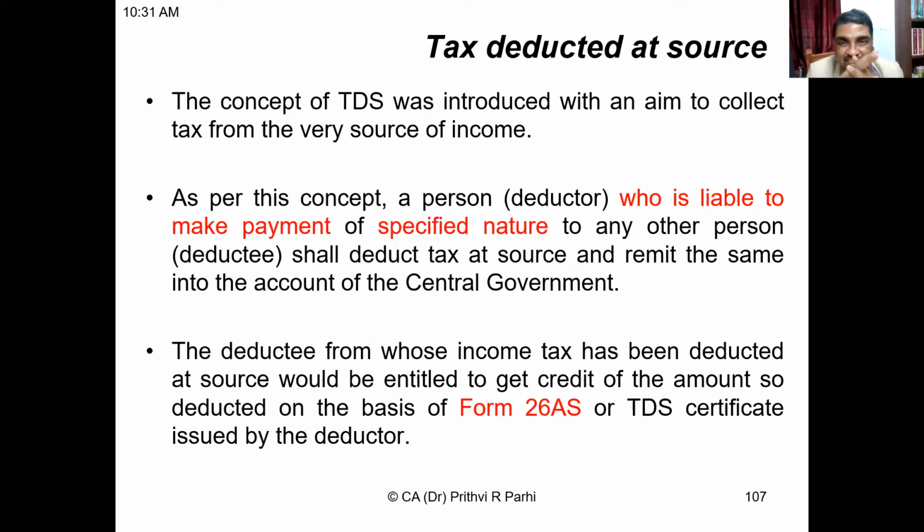The aim of this provision is to collect tax from various sources of income. That means at the source itself, when we are paying money from that source itself, money is going to be collected. Okay. Who is going to collect? The person who is liable to make payment. He has to collect. Suppose you are paying it to a contractor, you are liable to make payment.